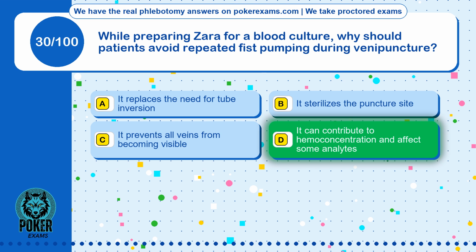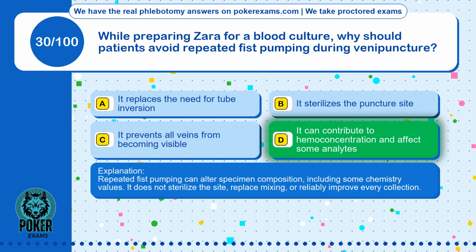The correct answer is option D. It can contribute to hemoconcentration and affect some analytes. Repeated fist pumping can alter specimen composition, including some chemistry values. It does not sterilize the site, replace mixing, or reliably improve every collection.